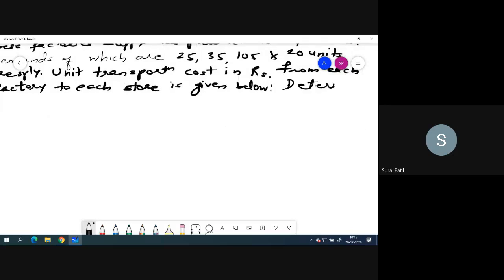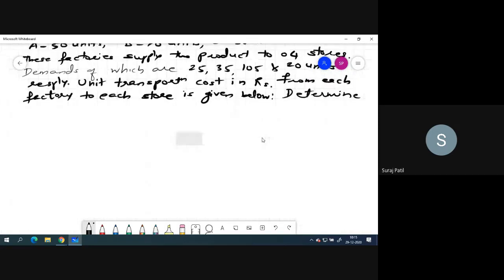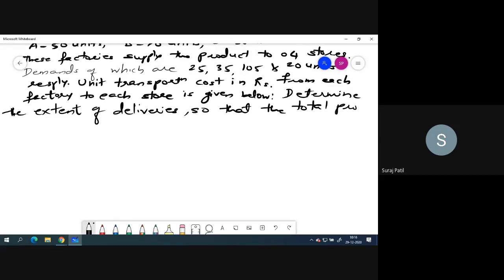Determine the extent of deliveries so that the total production and transportation costs are minimum.